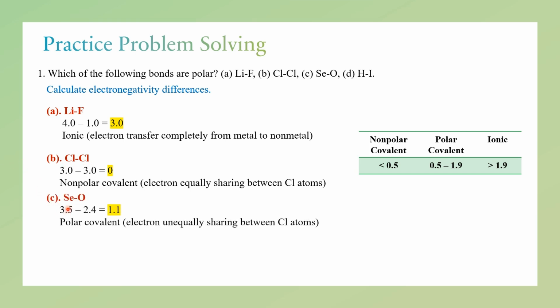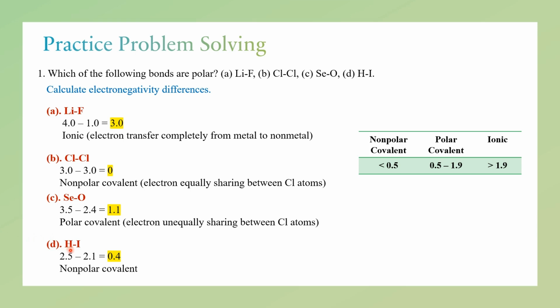Next, the bond between selenium and oxygen. Oxygen is 3.5, selenium is 2.4. The difference is 1.1. This is in the polar covalent region, 0.5 to 1.9. So this is a polar covalent bond. Electrons are shared but unequally.